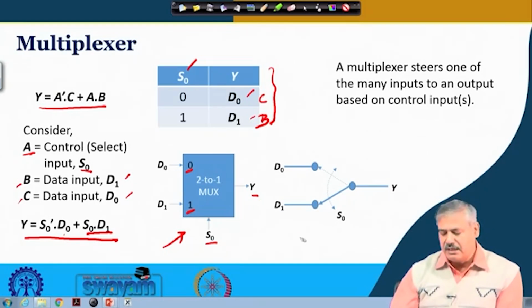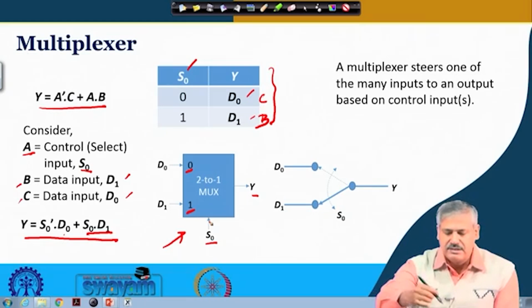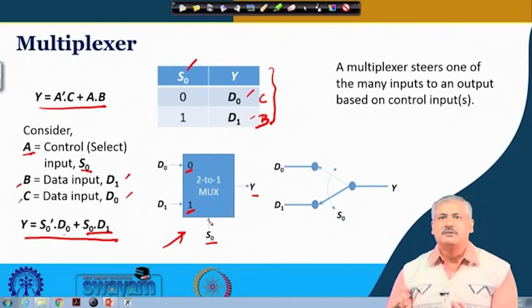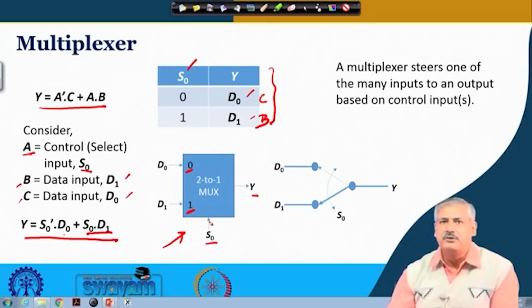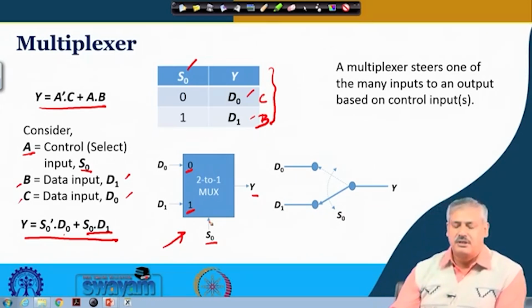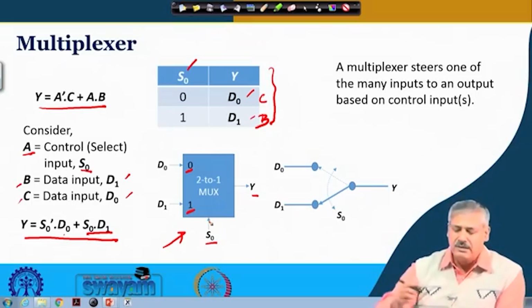So that is the idea, and this is the way a simplified block level representation is made, and we can make use of this block in subsequent discussion, knowing that inside the block there is the hardware that we had seen before with 2 AND gates and 1 OR gate. That is what makes a 2 to 1 multiplexer.